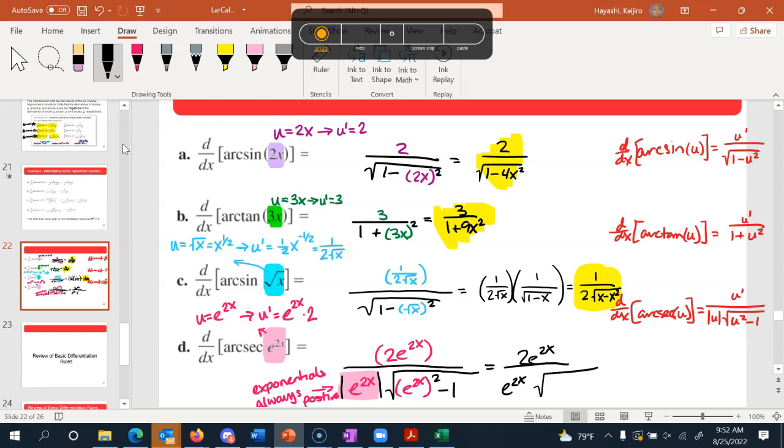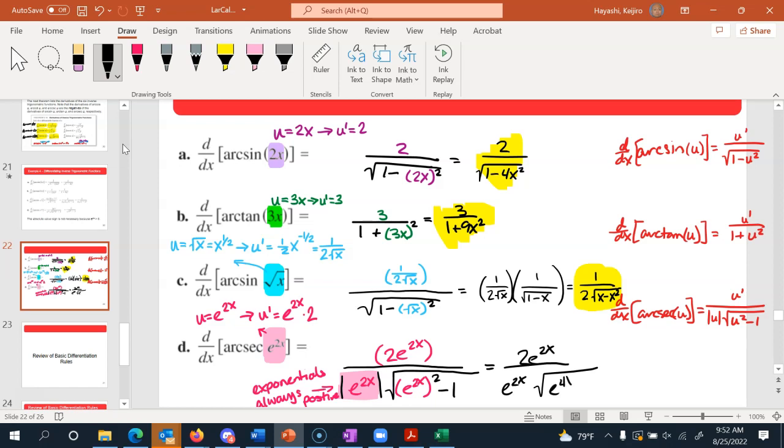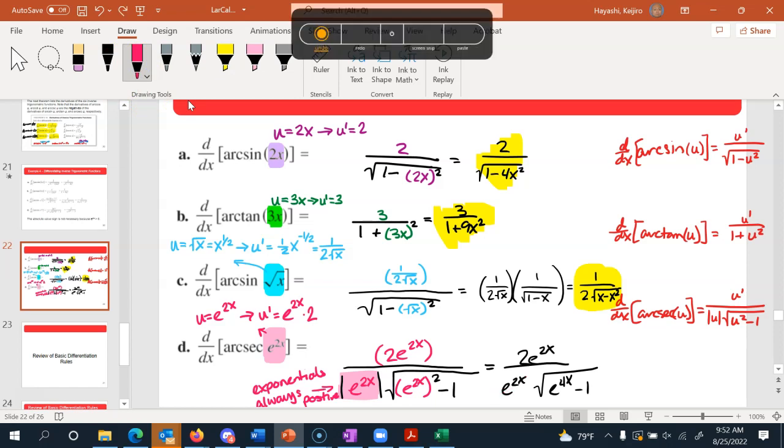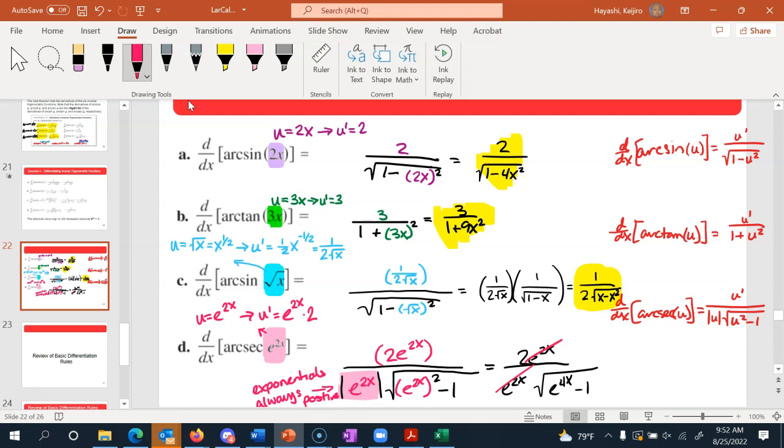Now e to the 2x squared, a power to a power, you just multiply the powers together. So we have e to the 4x underneath here, minus 1. And last, now that that is outside of the absolute value bars and it's just a plain e to the 2x, you can cancel it out with the e to the 2x that's on top. So you're just going to have 2 over the square root of e to the 4x minus 1.